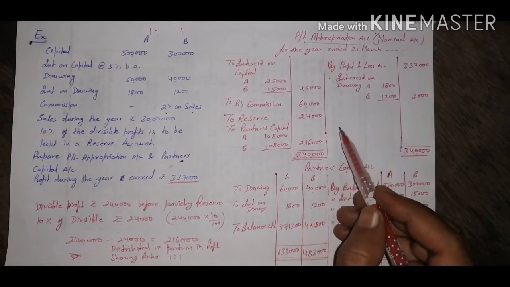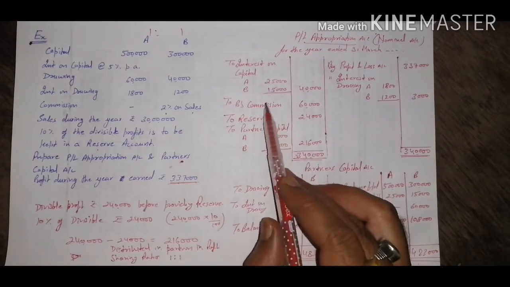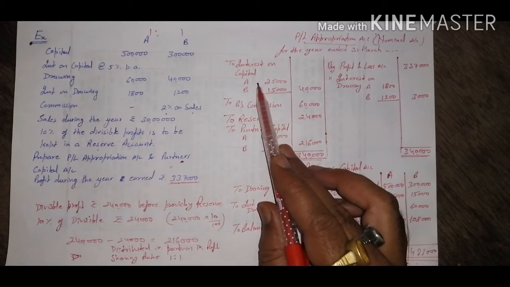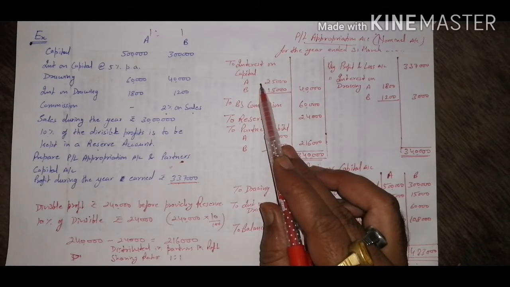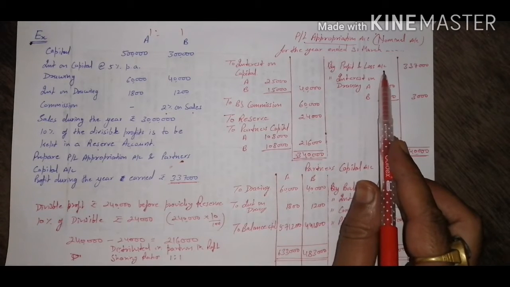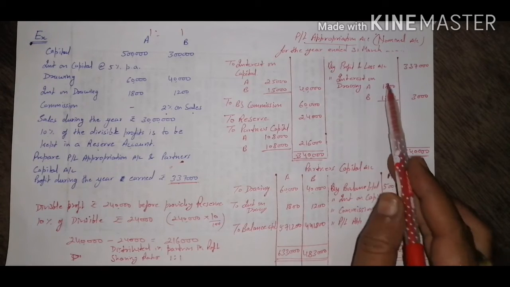All expenses and losses are debited, all income and profit are credited. Interest on capital and commission are losses incurred by the firm, so they are recorded on the debit side. All income and profit will be credited.